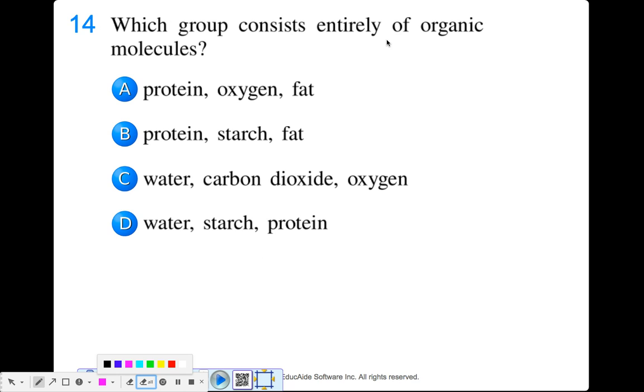Number 14, which group consists of entirely organic molecules? All right, well, let's look for carbons and hydrogens. We know proteins are CHON. Remember we did CHO, CHON, CHOMP. Proteins are CHON. Fats are CHO. Proteins are CHON. That stands for carbon, hydrogen, oxygen, nitrogen. Carbon, hydrogen, oxygen.